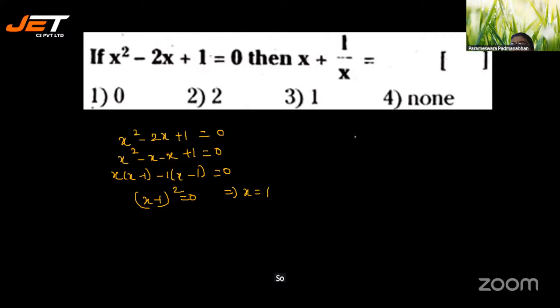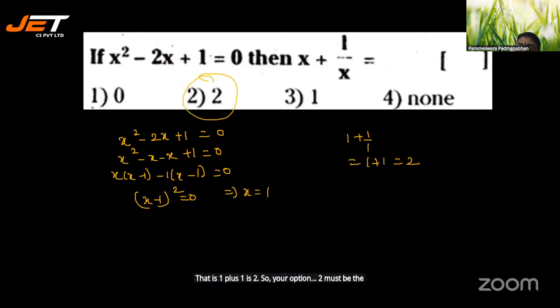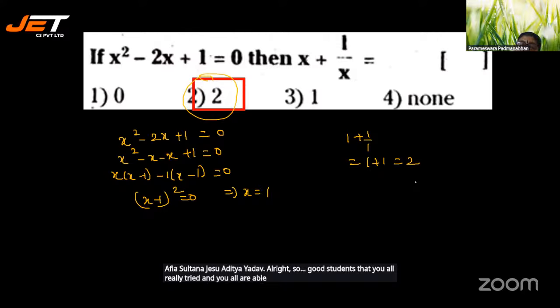So now what is the answer? 1 plus 1 by 1, that is 1 plus 1 is 2. So your option 2 must be the correct answer. Right? So now let me see how many of you have given me the correct answers. Yes, I have here with me Harshita, Varshita, Shrija, Snigdha, Indupriya, Meenakshi, Satvika, Ashwita, Sai, Afia, Sultana, Jeshu, Aditya, Yadav. All right. So good students that you all really tried and you all are able to give me the correct answers. All right. Now with this, we are moving on to the next question.